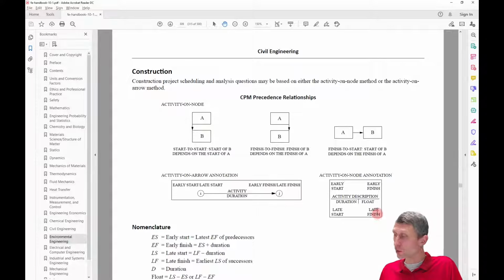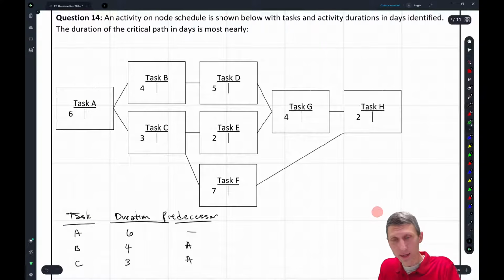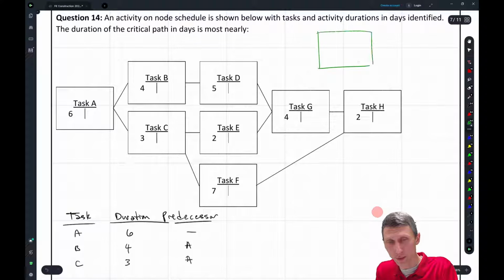So we're going to go through this schedule. We're going to try to figure out what the critical path is, and then hopefully if you get a question like this, you can nail it when you get to the FE. So let me just write that in here real quick. What we have is task, activity duration, float. Then we have early start, late start, early finish, late finish.